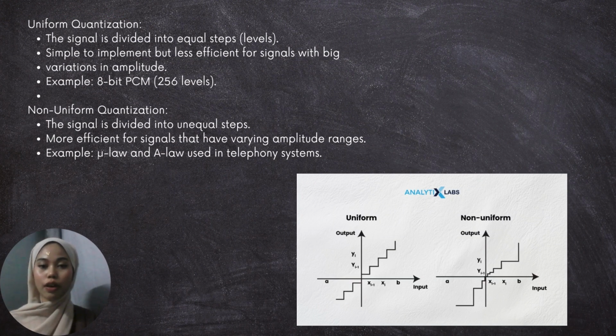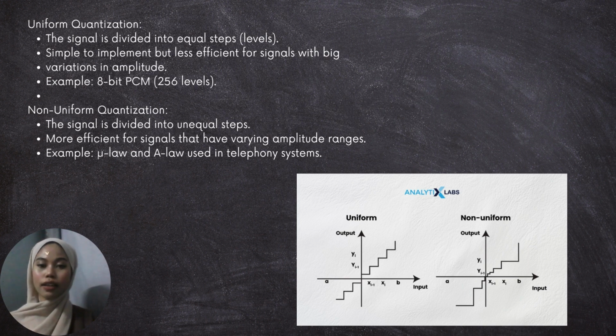There are two types of quantization. The first one is uniform quantization. The signal is divided into equal step sizes or levels. It is simple to implement but less effective for signals with significant amplitude variations. An example is an 8-bit PCM system with 256 levels.